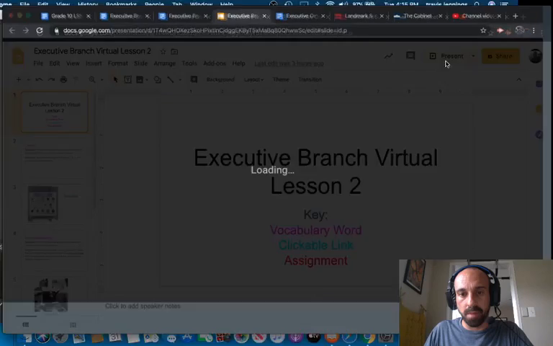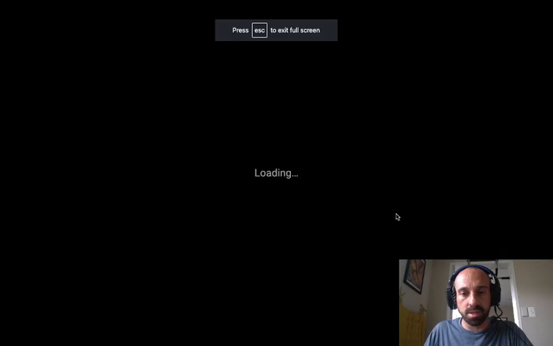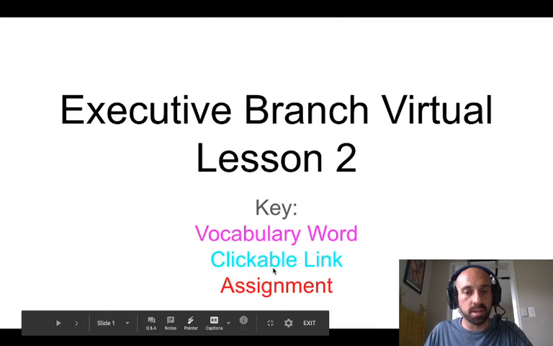I want to remind you that vocabulary words are going to be in this magenta color, clickable links are in this aqua color, and assignments are going to be in red.